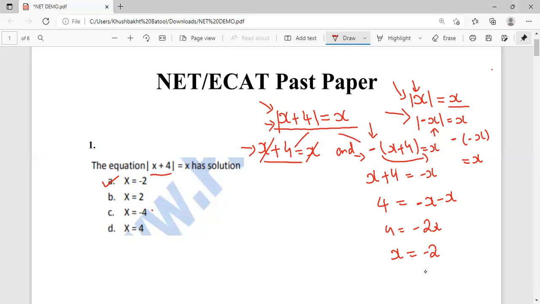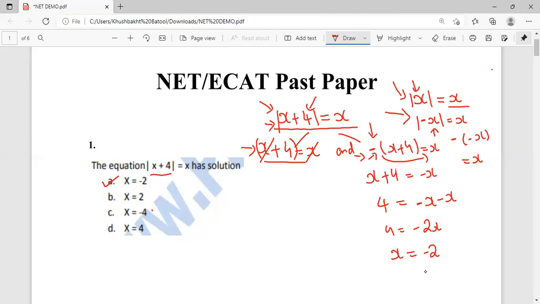So this equation looks like the question directly. You just have x plus 4 equals x. But for the second equation, you put this minus sign, right? And why do you put this minus sign? Because when you're opening the mod, you don't know if your function x plus 4 was positive or negative. You don't know that, okay? Because every time when you have mod, you get a positive answer.